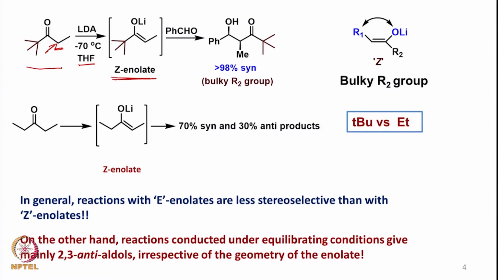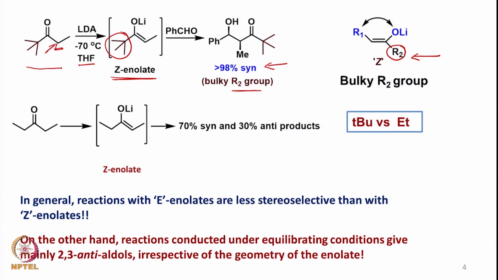Now, when this is reacted with benzaldehyde, for example, the product that is formed is the Syn product, which is more than 98% Syn, and the group that you can see here is a bulky R2 group. So, this is what we were saying, that the R2 group should be bulky. Here, as you can see, this bulky tertiary butyl group has been put, and therefore the selectivity turns out to be very high.